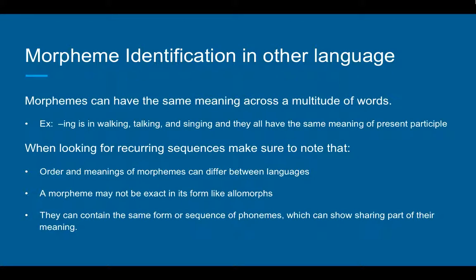Morphemes can have the same meaning across a multitude of words. An example of this is ing. When you say the words walking, talking, and singing, it signifies the same meaning of present participle, but they are different words. When looking for recurring sequences, make sure to note that order and meanings of morphemes can differ between languages. A morpheme may not be exact in form, and an example of this would be the common allomorphs that we learned about earlier in the semester. They can contain the same form or sequence of phonemes, which can show that they're sharing part of the meaning and not necessarily the entire word.